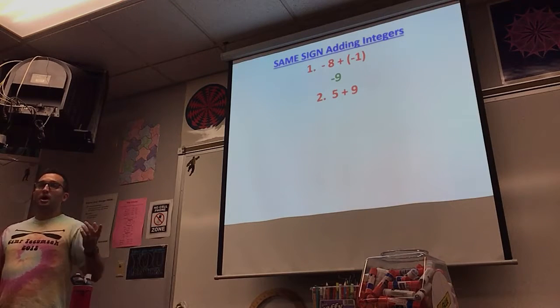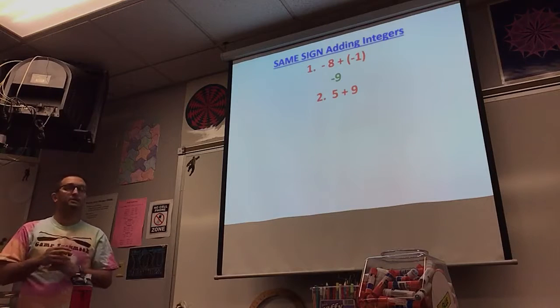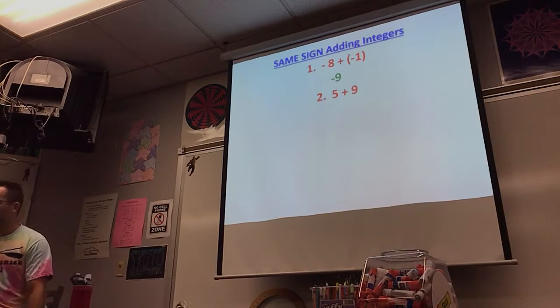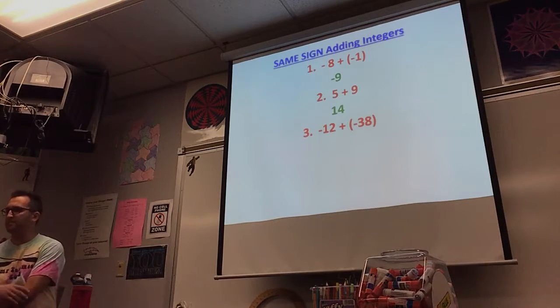So, what team are they on? You have both of them? They're both on positive teams, so then you add them, and what do you get? And you keep the sign, so it's positive 14. Awesome. All right, next example. Write it down and do it.